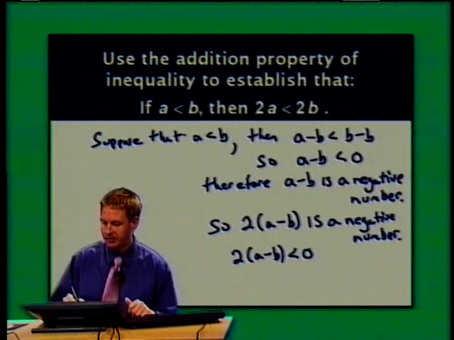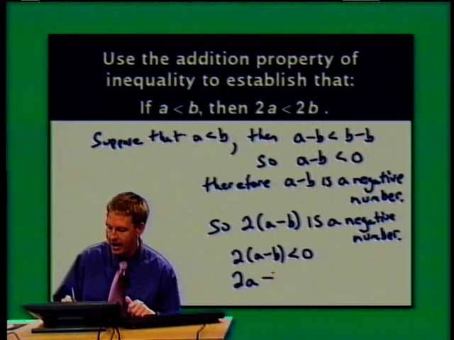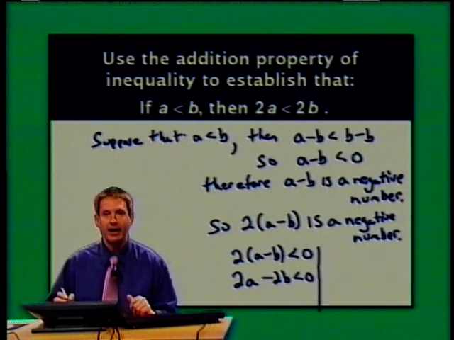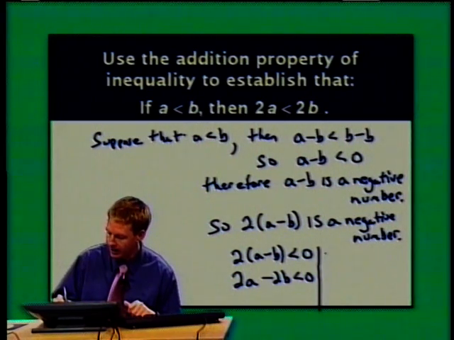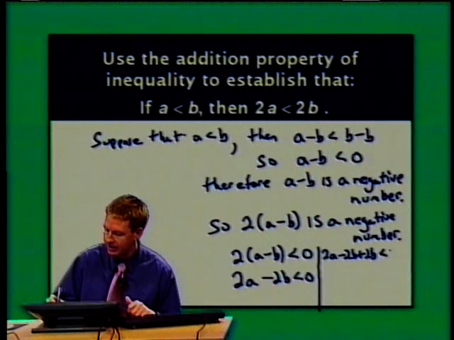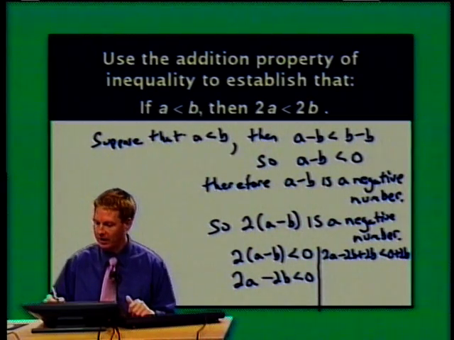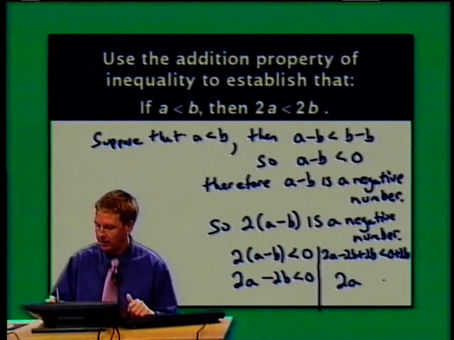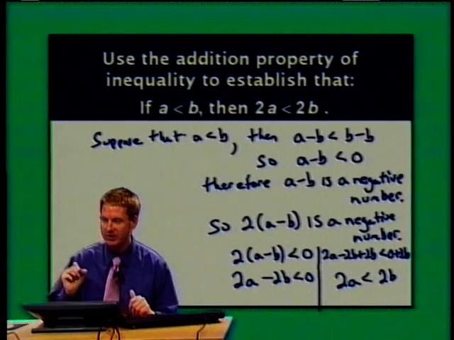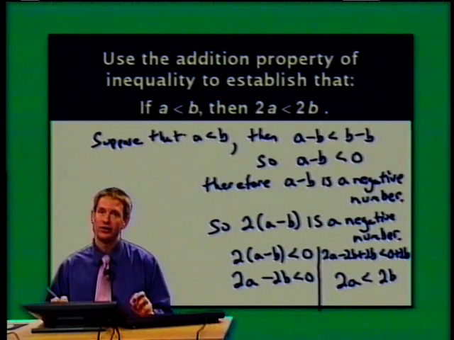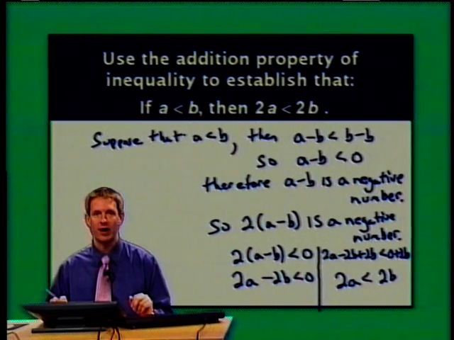Let's go ahead and distribute the 2. That gives us 2a minus 2b is less than 0. Let's go ahead and add 2b to both sides of the inequality. So now we have 2a minus 2b plus 2b is less than 0 plus 2b. And when we simplify, we're left with 2a on the left, 2b on the right, and we're saying that 2a is less than 2b. So it is, in fact, a fact that if a is less than b, 2 times a has to be less than 2 times b.